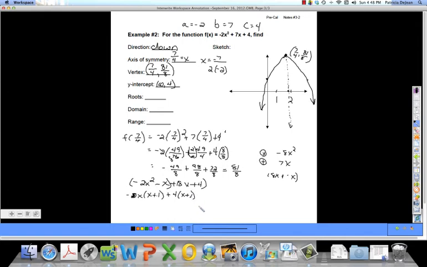Okay, 2x plus 1, excuse me, on both of these. That leaves me with 2x plus 1. So my two factors then are 2x plus 1 and negative x plus 4. Okay.